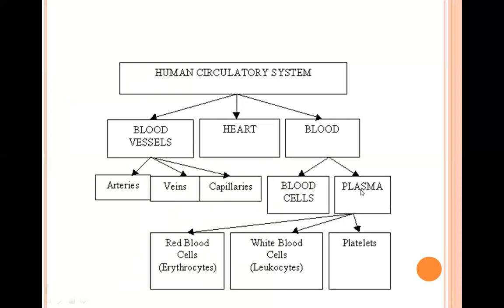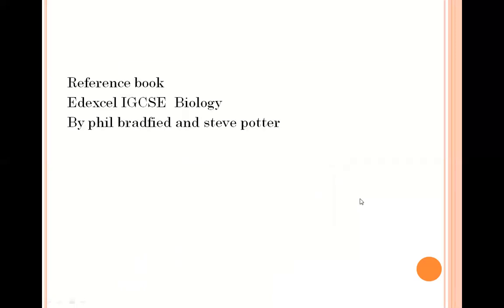Plasma is the liquid part of the blood, and blood cells are red blood cells, which carry oxygen; white blood cells, or leukocytes, which are defense cells, of which the immune system is comprised; and platelets, which help in clotting. We're going to discuss the types of blood cells later in the next section.